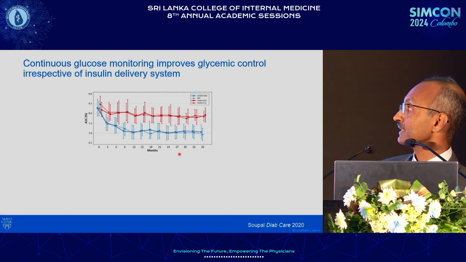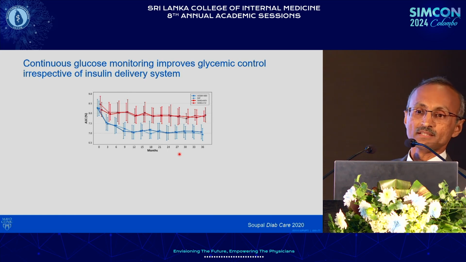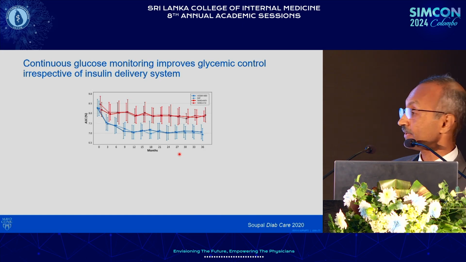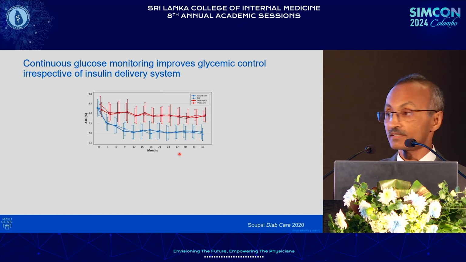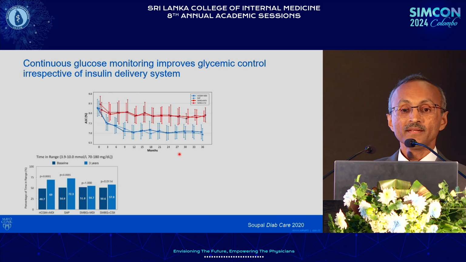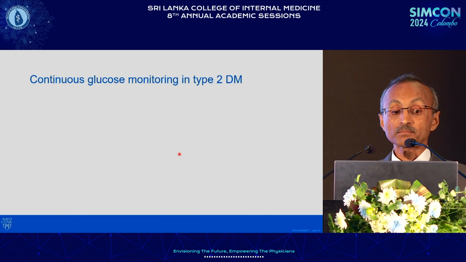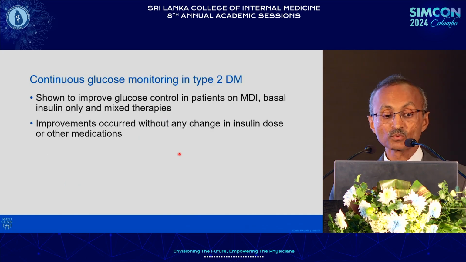The solid line is those who are on MDI, and the other is on the pump. So it doesn't matter. What matters is that it's not the insulin delivery. It is just that the availability of a continuous glucose monitor improves glucose control. It increases the time in range, reduces the time in hypoglycemia. So this is in people with type 2 diabetes. So it's been shown to improve glucose control.